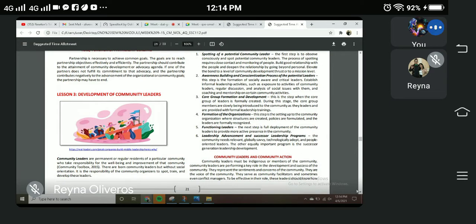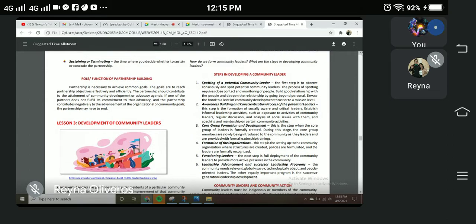Okay? So, there are individuals who are born community leaders but without social orientation. It is the responsibility of community organizers to spot them, train them, and develop these leaders. So here are the different steps in order to develop community leaders. Number 1 is spotting a potential community leader. Okay? So the first step is to observe consciously and spot potential community leaders.